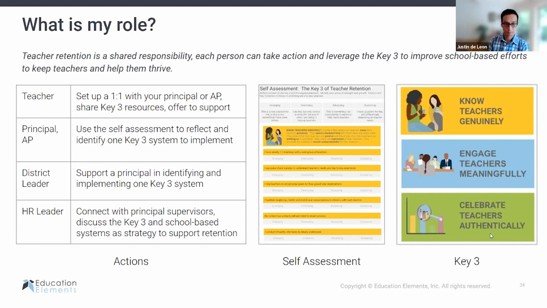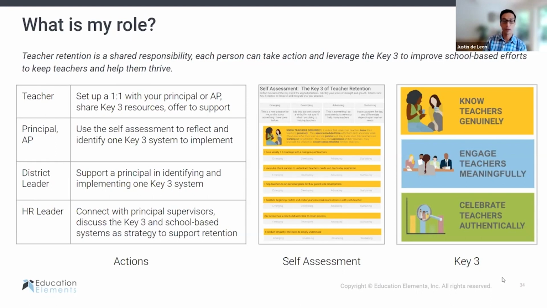If you're a school leader, take the self-assessment, even if it's one section before you move on to the next thing that you're doing today, and start thinking about what is one key 3 system that might be helpful for you to incorporate into your practice. As a district leader, you can do something similar. Maybe if you're meeting and sitting down with the principals that you support, you could pull up the key 3 self-assessment.